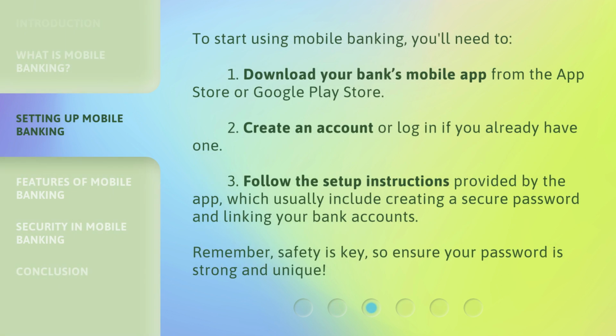To start using mobile banking, you'll need to: 1. Download your bank's mobile app from the App Store or Google Play Store. 2. Create an account or log in if you already have one. 3. Follow the setup instructions provided by the app, which usually include creating a secure password and linking your bank accounts. Remember, safety is key, so ensure your password is strong and unique.